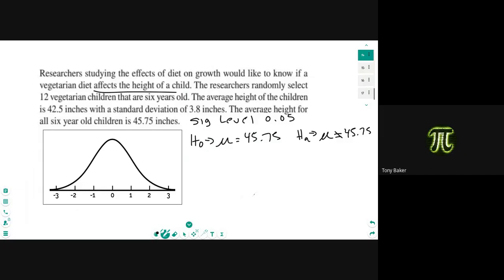0.05. This is a T. So my degrees of freedom is going to be 11. So 2.201.